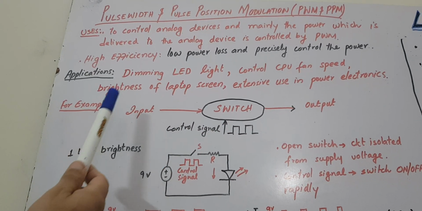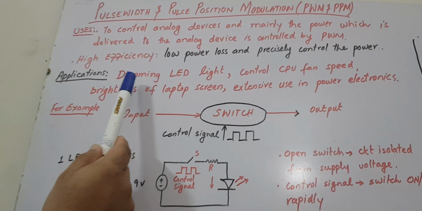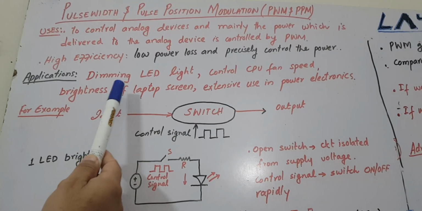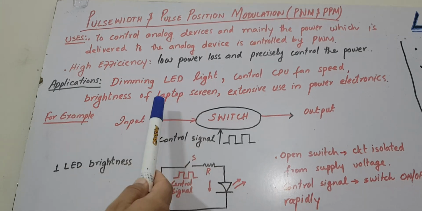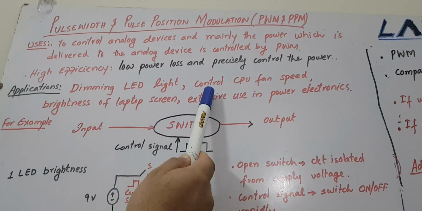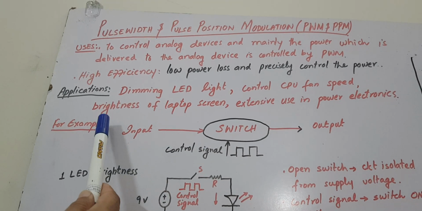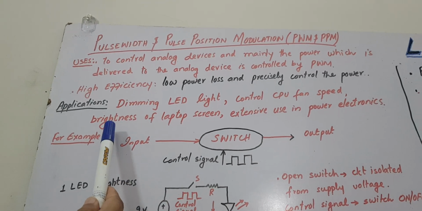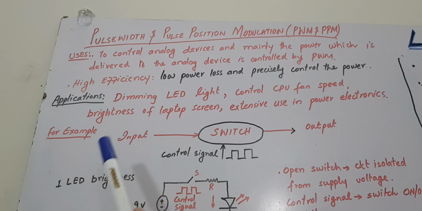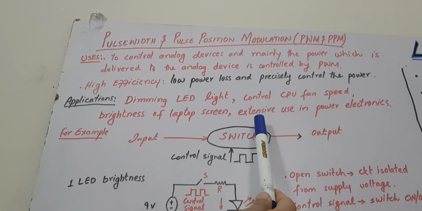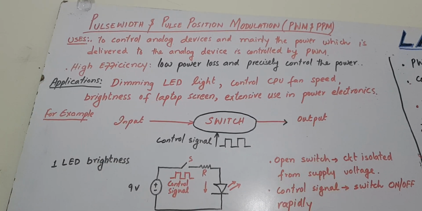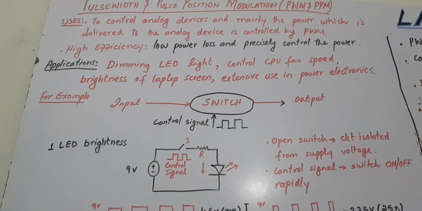Examples of applications of pulse width modulation: you can use it in dimming LED light. You can use it in controlling the fan speed of a CPU. It can be used in another application, the brightness of a laptop screen, and it is also extensively used in power electronics. For example, how does it work?